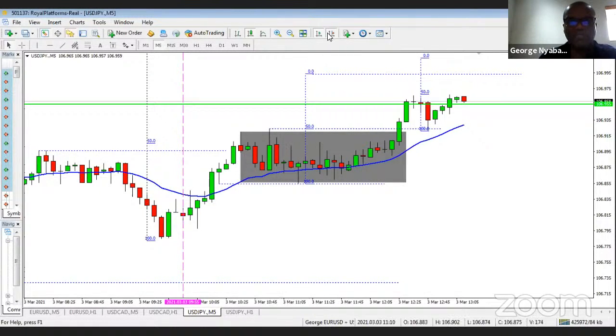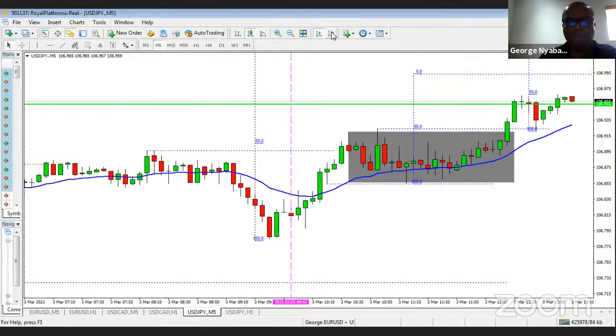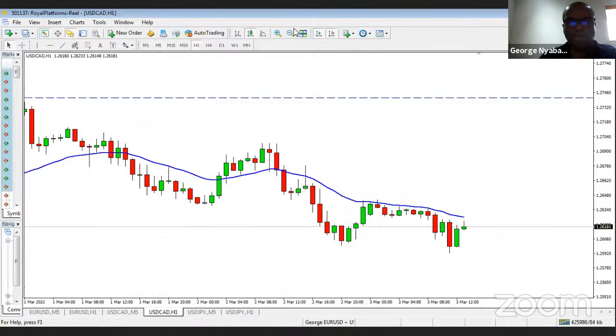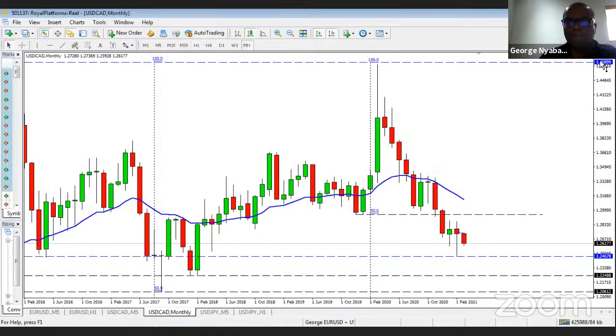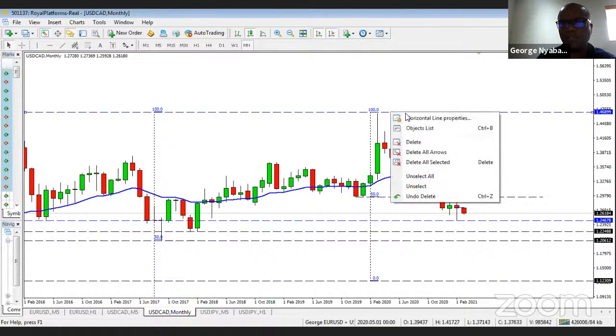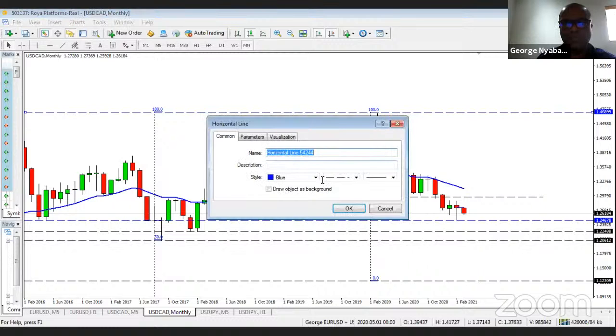Now, I want to look at a few examples. Let's just go back to the Canadian. Okay, just put up the monthly time frame on the CAD. That level, I think I marked it earlier of the day, but I can mark it up on the monthly. It's most visible.